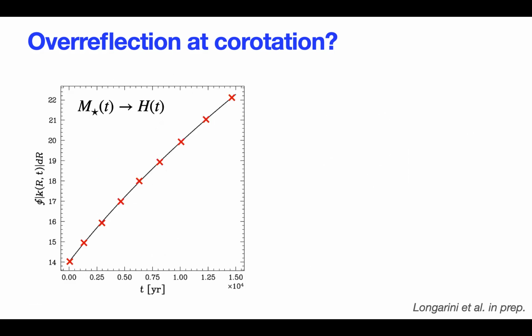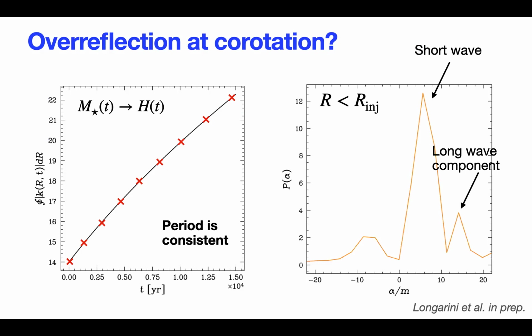And so I evaluated this integral as a function of time. Basically, the condition is met when we have the red crosses, and the period, as a very rough estimate, seems to be consistent with the one we observed from the simulation. And in order to verify whether this is happening or not, we decomposed the spiral mode into long waves, short waves, leading waves, and trailing waves, which are different flavors of a density wave.